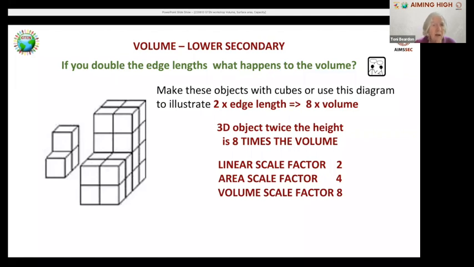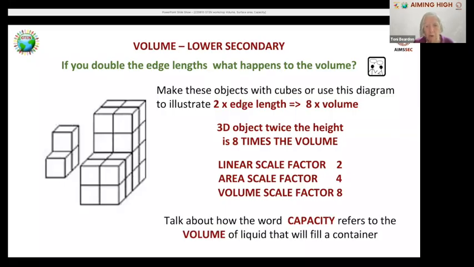If you look at the front of those L shapes, you see there's only 1 square on the one on the left, whereas there are 4 on the one on the right. All the areas are multiplied by 4, and the volume is multiplied by 8. So those are the scale factors. That's a little bit more work with cubes that you can do. And you can talk about the word capacity and link the words capacity and volume: capacity refers to the volume of liquid that will fill a container.